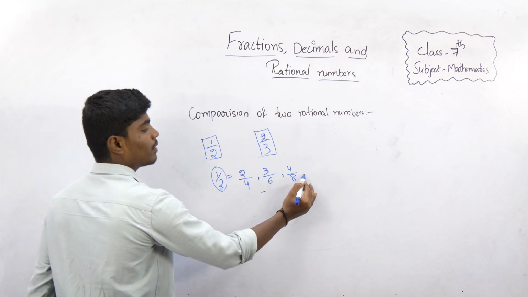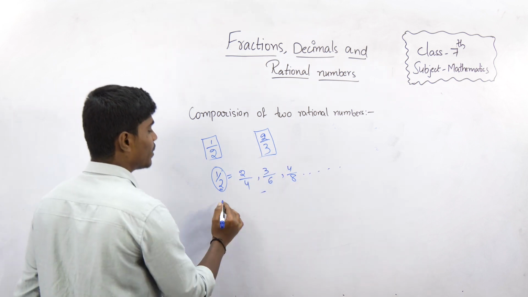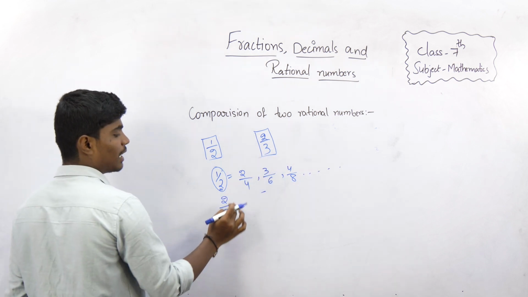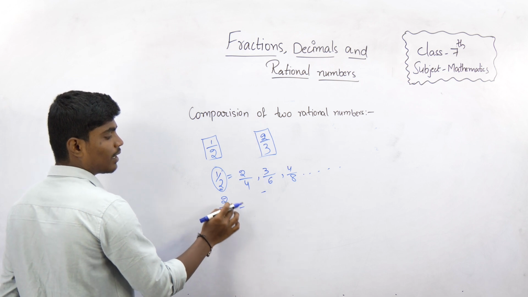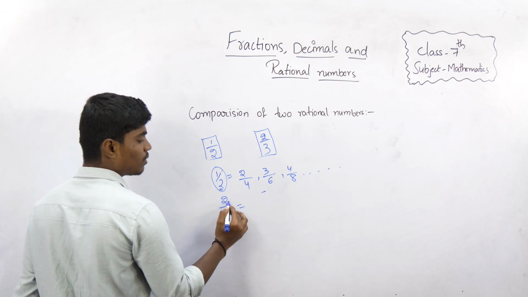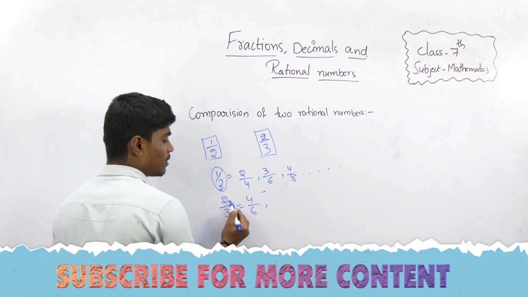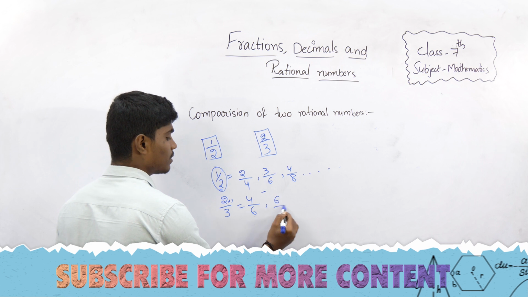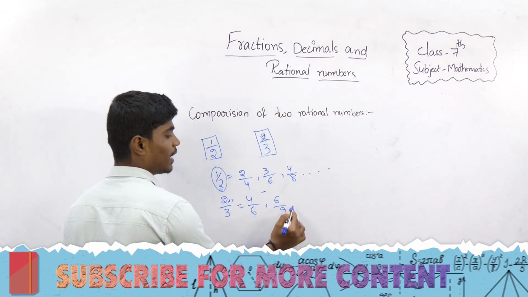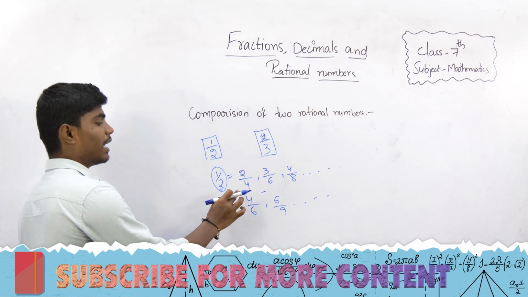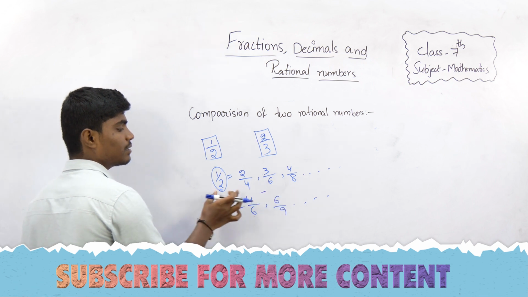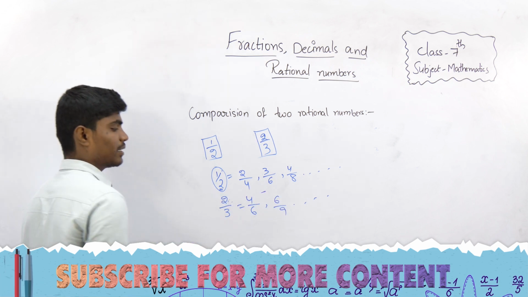Now let's take 2 by 3. Here let's multiply numerator and denominator first with 2. So 2 into 2 is 4. 3 into 2 is 6. Next 3. So 2 into 3 is 6. 3 into 3 is 9. And so on. Here we have written equivalent rational numbers for 1 by 2 and 2 by 3.